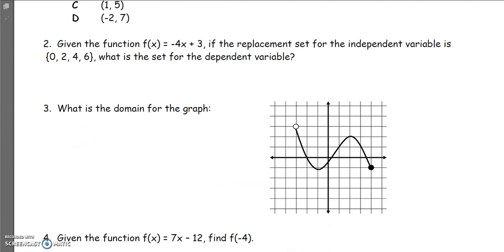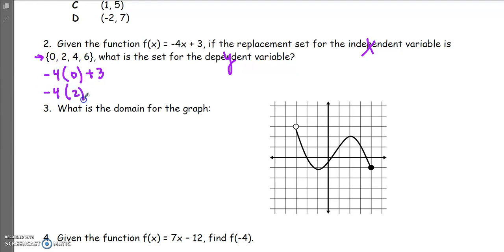Number 2 says, given the function f of x equals -4x plus 3, if the replacement set for the independent variable is 0, 2, 4, 6, what is the set for the dependent variable? So independent variable would be for the x's. So these are my x values. They're asking me to find the y values. So I could replace my x with each one of those numbers given to me in this set right here.